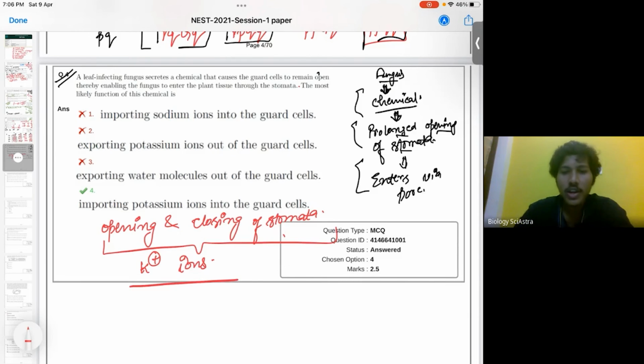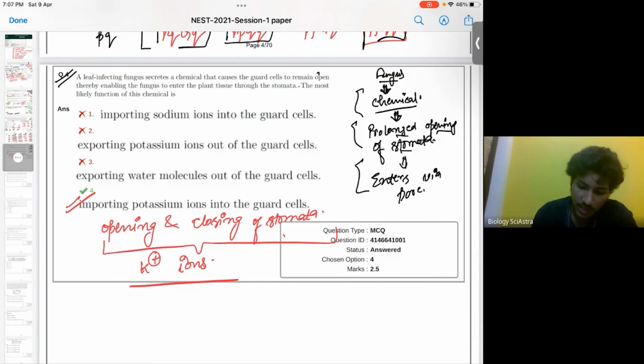So I have told you that whenever K plus ions start to enter the guard cells, what happens? The osmolarity of the guard cells increases, and due to this increase in osmolarity, what happens? Rapid influx of water happens, which leads to increase in turgidity of guard cells and hence opening of stomata for a longer period of time. ठीक है? So अगर potassium ions prolonged time तक import होते रहे, then it will cause prolonged opening of stomata. कौन सा option सही हो रहा है इस concept को apply करते हुए? This fourth option. Clear?